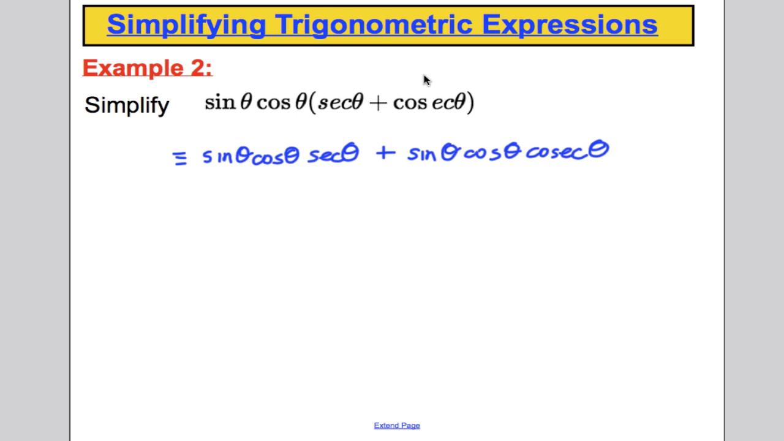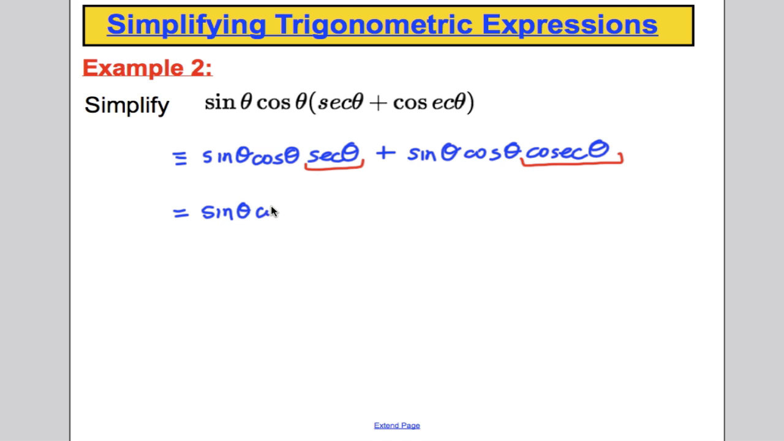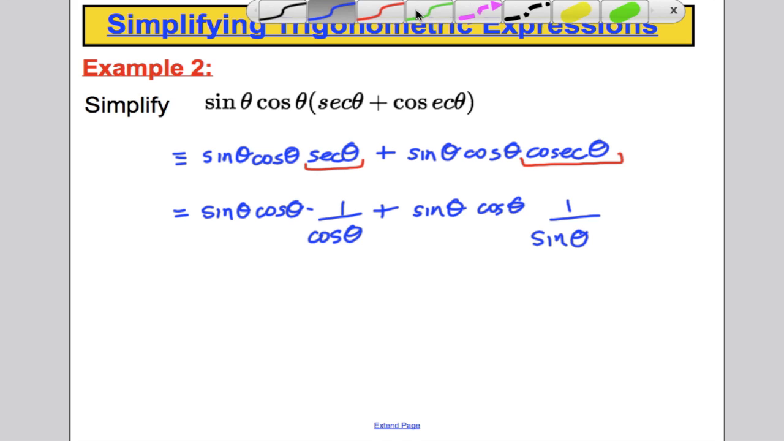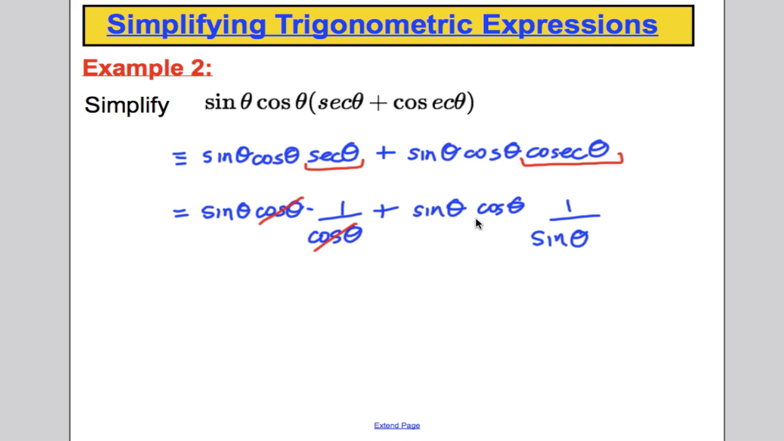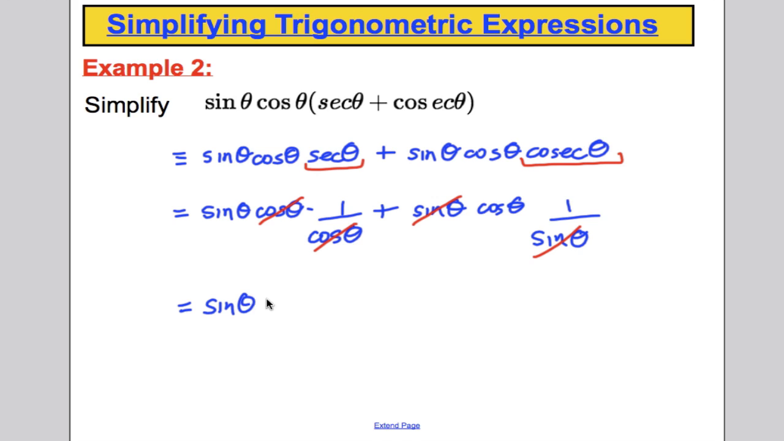Now let's use the definitions of sec and cosec. So all I'm going to do here is use the definition of sec and the definition of cosec in here and see if that helps. So this is sine theta, cos theta, times 1 over cos theta, plus sine theta, cos theta, times 1 over sine theta. Okay, and now we can do a bit of cancelling here. That cos would cancel with that cos, that sine would cancel with that sine, and we would simply get the answer sine theta plus cos theta. So, simplifying that expression in example 2, would simply simplify to sine theta plus cos theta.